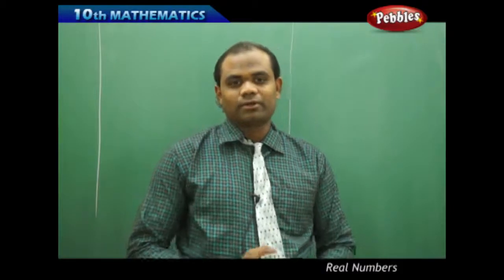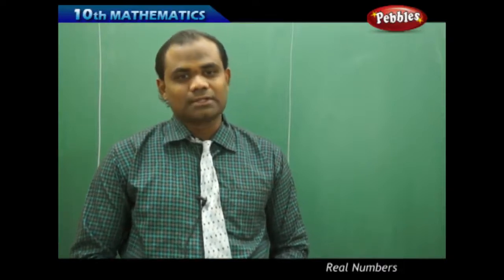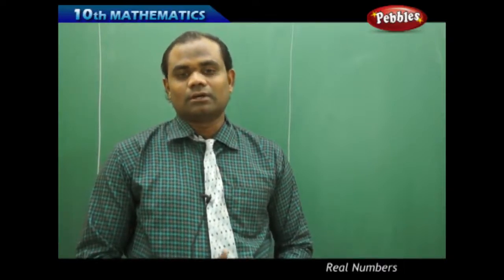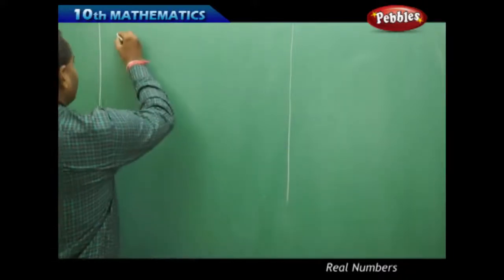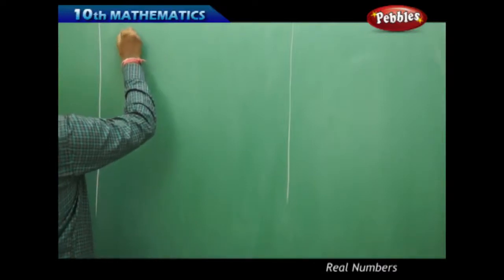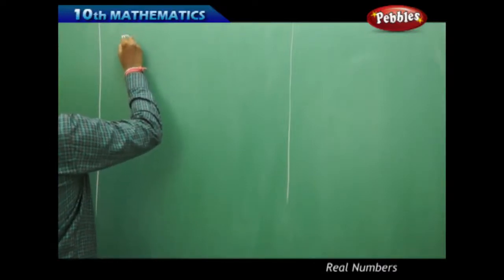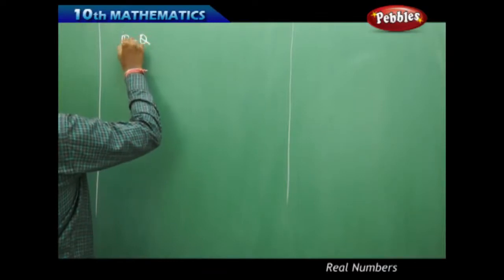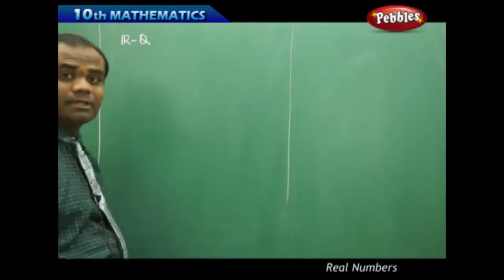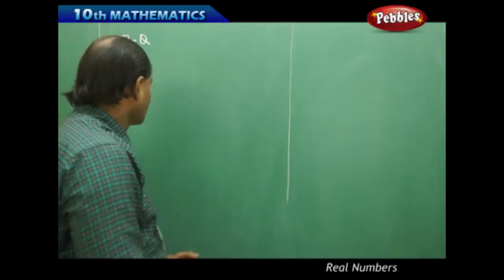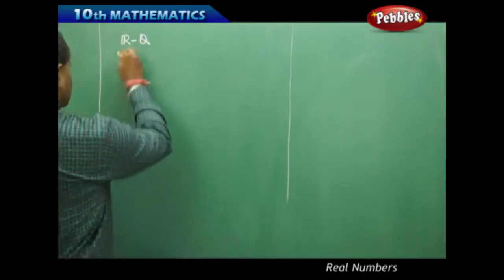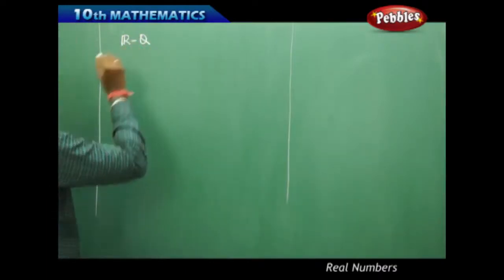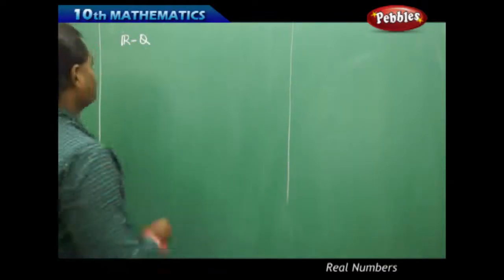So the numbers which are not rational, that is, the numbers which cannot be expressed in the form p by q, where p and q are integers and q not equal to 0, are called the irrational numbers. Mathematically, the irrational numbers are denoted by all real numbers except Q, because the rational numbers are not included in the irrational part. Excluding these, the remaining numbers in the real number system are called the irrational numbers.